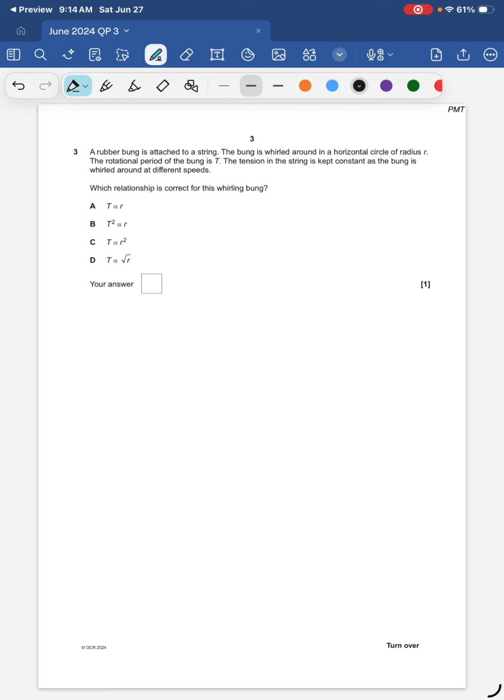The tension in the string is kept constant as the bung is whirled around at different speeds. Which relationship is correct for this whirling bung? So this gave me hard trouble, and I will tell you why in a moment. But okay, so this is the bung, I guess.